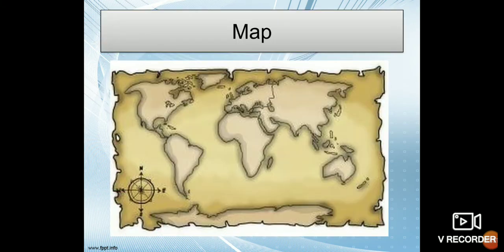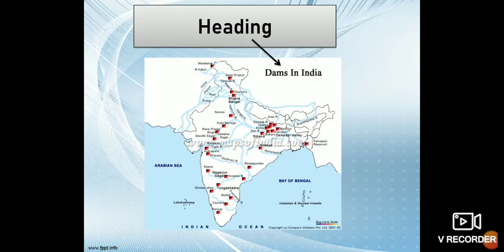Map. A map is a drawing of a particular area on a flat surface such as paper. Let us see the first element of a map. So, heading. In this given map, you can see the heading, that is dams in India. Every map states what the map shows. It also states whether it is a political, physical, or thematic map.